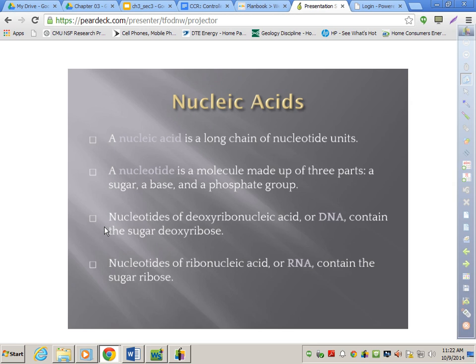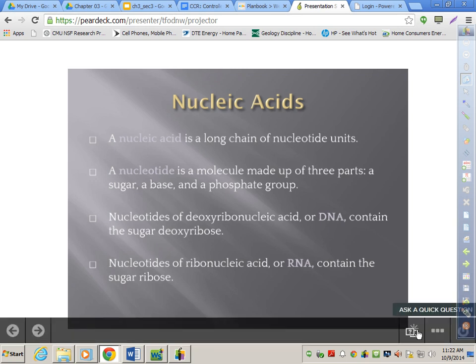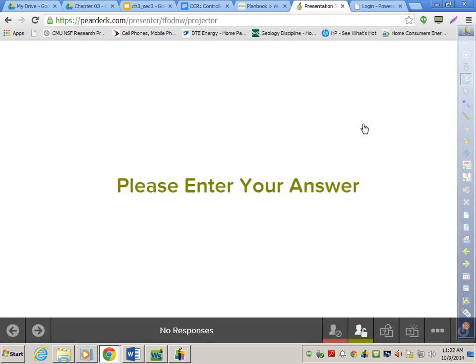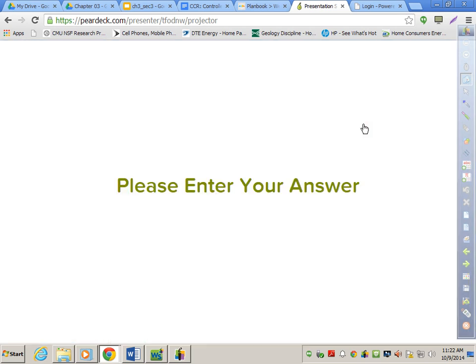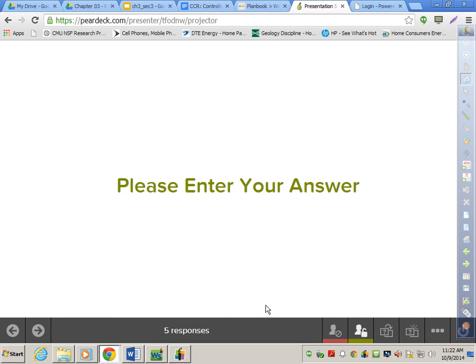All right, so we're talking about nucleic acids right now, which is indeed DNA and RNA. So a nucleic acid is a long chain of nucleotide units. Based on that first statement, what are the monomers of nucleic acids? I will go back to that screen momentarily. What are the monomers of nucleic acids? Tippity tap it in.